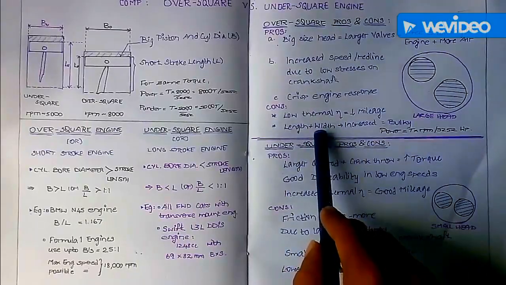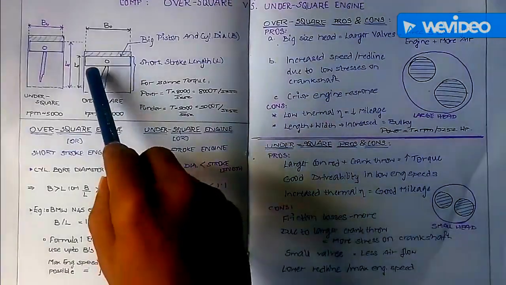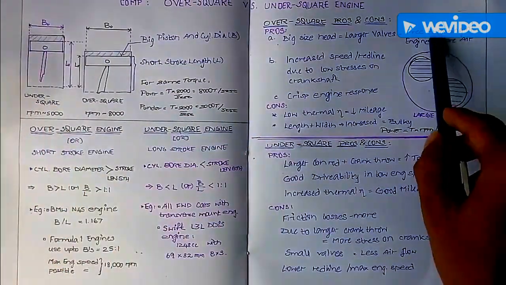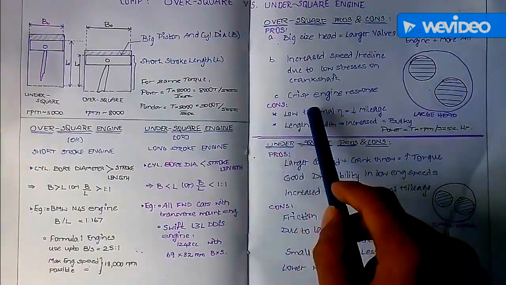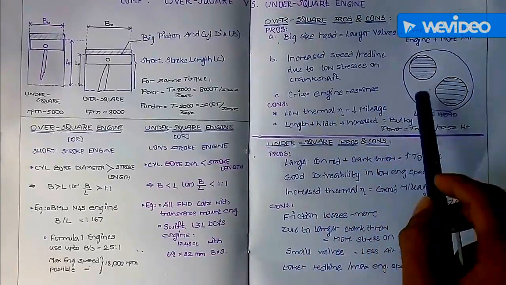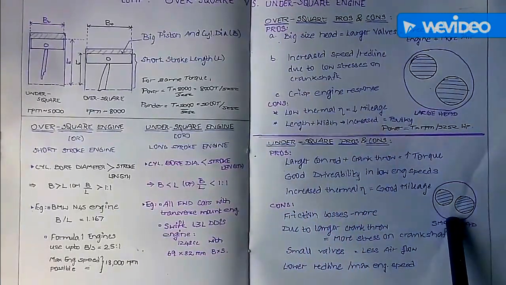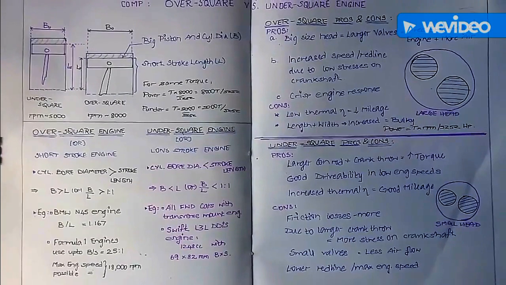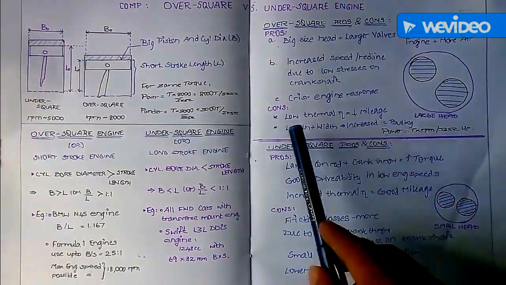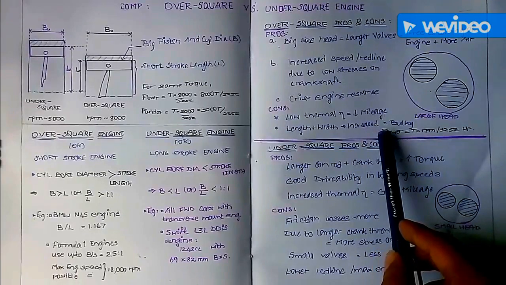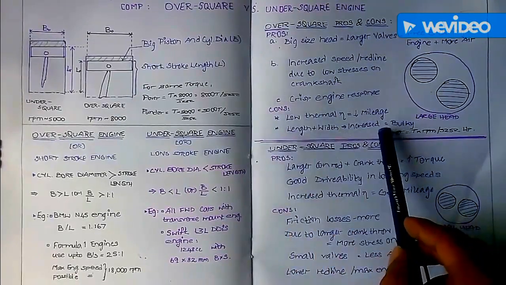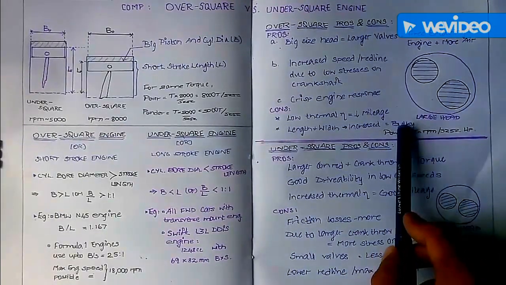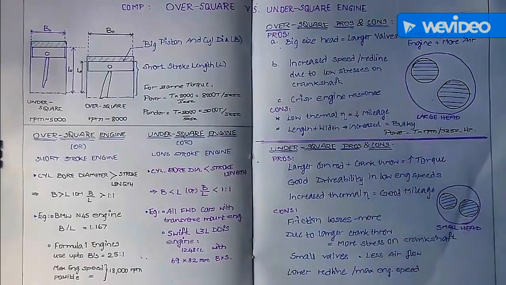The next important parameter is the size of the engine, the length and the width. Since the piston size has been increased considerably in this over square engine, the head is also increased, and hence the overall length and the width of the engine would be quite greater than that of an under square engine, may it be single cylinder or multi-cylinder. Now this leads to a shortage of space inside the engine compartment. Since the engine becomes bulkier, it occupies more weight and also space inside the engine compartment.